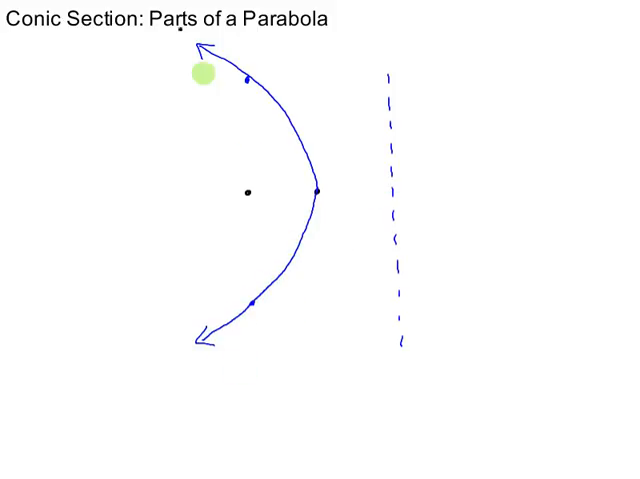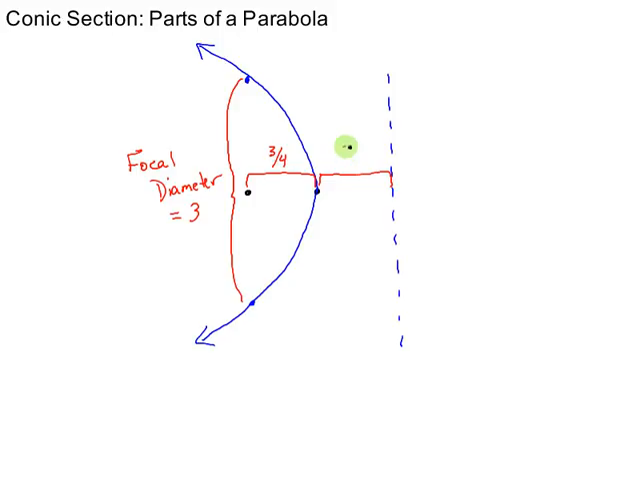Here's the directrix. What if I tell you the distance across, in this case, the focal diameter, is 3. I could then ask, what is this distance here? And of course that distance would be the same as this distance. Well, if you have to multiply this by 4 to get 3, then you'd have to divide 3 by 4 to get this. So this distance would be 3/4. 3 divided by 4.